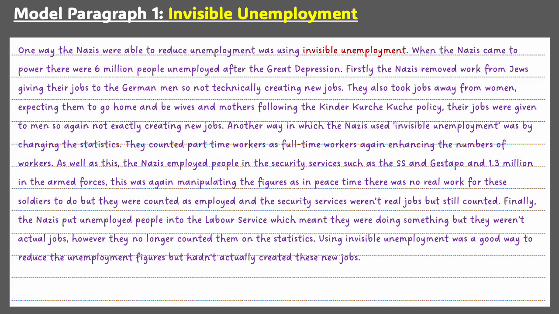That means they've reduced unemployment. Another way in which the Nazis used invisible unemployment was by changing the statistics. They counted part-time workers as full-time workers, again enhancing the numbers of workers, even though they haven't actually set up that many new full-time workers.